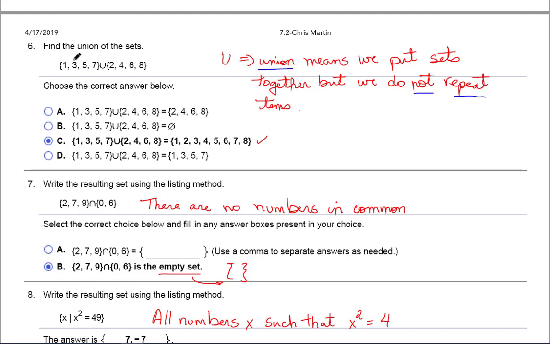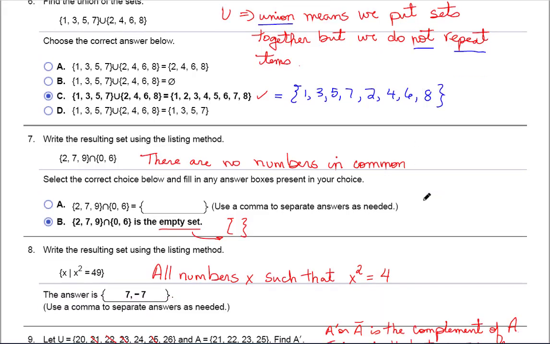Alright, so we'd have 1, 2, 3, 1, 3, 5, 7, 1, 3, 5, 7, yes. And 2, 4, 6, 8, 2, 4, 6, 8. And the answer is yes, they've dumped all of this stuff together. Now, it makes no difference how they wrote it. If we would have dumped them together and had 1, 3, 5, 7, 2, 4, 6, 8, that's exactly the same. And there you can see I've actually just dumped them together and I did not repeat anything.